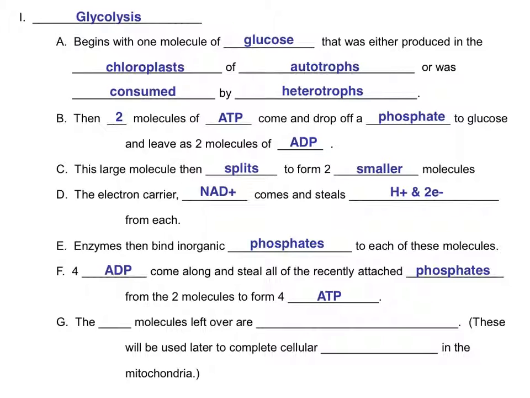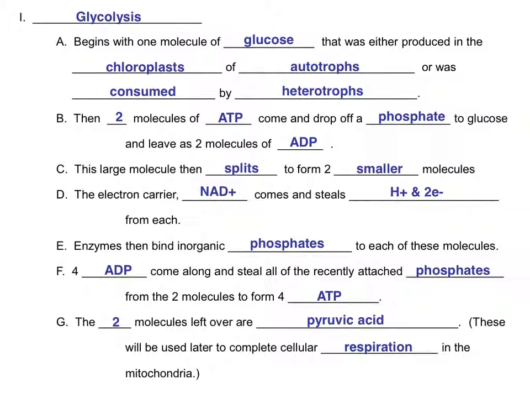At this point, we're going to introduce some enzymes, and they're going to slightly change these molecules. But by the time we're done, we'll actually have 2 molecules of pyruvate. So on step G, the 2 molecules left over that used to be part of glucose are now called pyruvic acid. This is also called pyruvate for short. These will later be used to complete cellular respiration in the mitochondria.